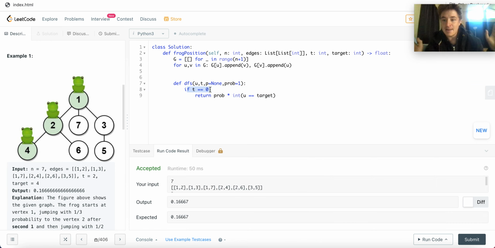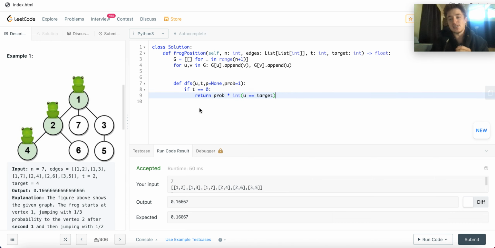So we're at the end of time. We've jumped around as much as we can every second. We get to t equals 0. We're at the end state. If we're at the target, then we return that probability because that'll be the probability to get to the target. If time equals 0 and we're not at the target, then we don't care about what this probability value is because this probability won't get us to the target, because we're not at the target and we ran out of time. So we return 0. Okay, so this will return the probability if we're at the target.